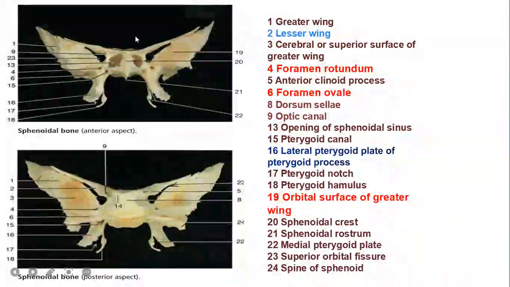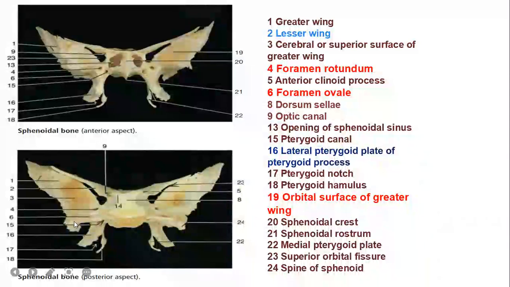So the part labeled 1 is the greater wing, that's obvious. And then we have the lesser wings as said. Then we have this part of the sphenoid bone, which is the cerebral or superior surface of the greater wing. And we have the part labeled 4, which we've been able to describe, the foramen rotundum. Then we have 5, the anterior clinoid process. 6, this point is the foramen ovale.